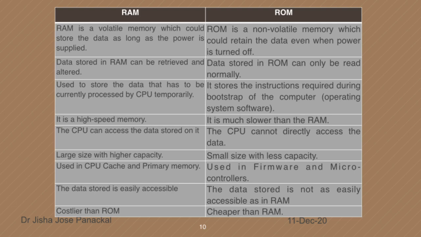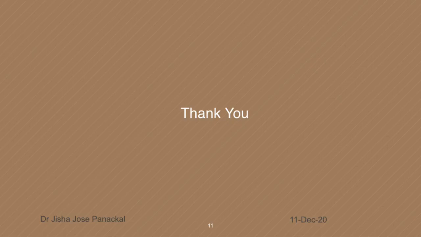RAM is used in CPU cache and primary memory, while ROM is used with firmware and microcontrollers. The data stored is easily accessible in the case of RAM, but not easily accessible in the case of ROM. RAM is costlier than ROM. Let us continue this topic in the coming sessions with the details about DRAM, SRAM, and the different types of ROM, etc. Thank you.